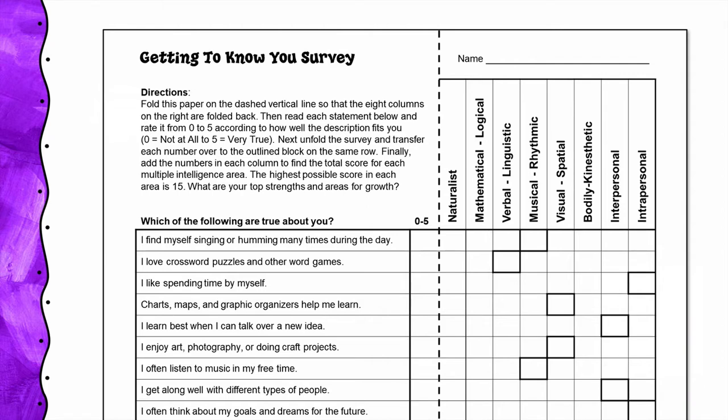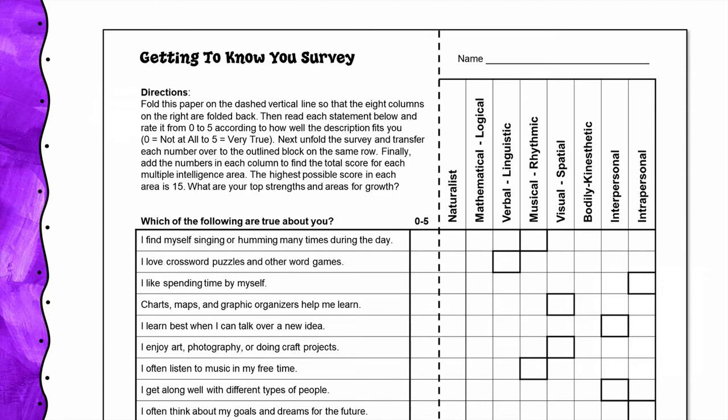And for each of those 8 areas, I created 3 statements that are indicators that the person might have that particular intelligence area. I mixed the statements up because I wanted them to be totally random, but because of the way I mixed them up, the scoring process is a little bit confusing. So let me show you how to administer it and score it.